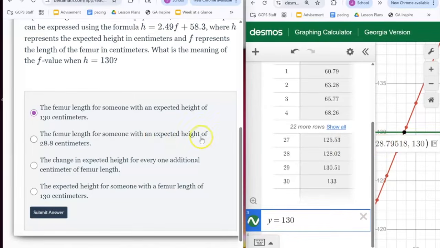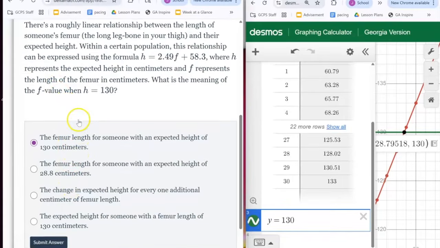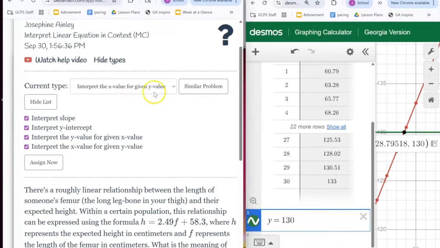But this says height is 28, which is wrong. Height is 130. The change, not the change. The change is again the slope, which is 2.49. The expected height for someone with a femur length of 130. Again, what is this 130? The height, not the femur, the height. And then this is the femur length. Nowhere in the question did it say the femur height. Okay, so again, decide what the answer is, then look at your answer choices.